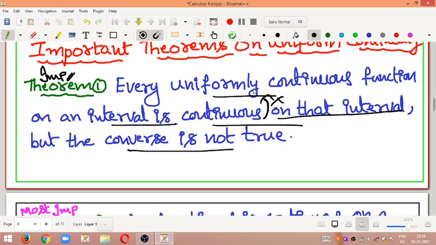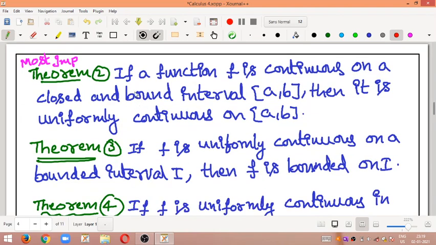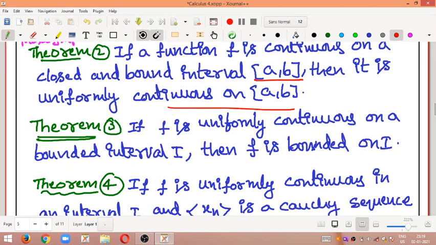Only if every uniformly continuous function is continuous on the given interval, but the converse is not true. This is the first important theorem. Next, the second important theorem: if f is continuous on a closed and bounded interval [a, b], then it is also uniformly continuous on the closed interval [a, b]. This is a very important second theorem.